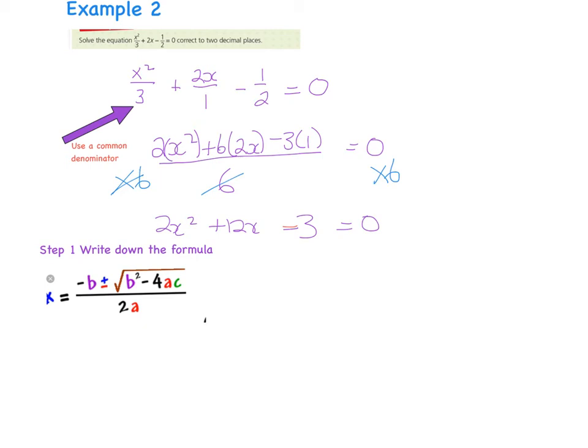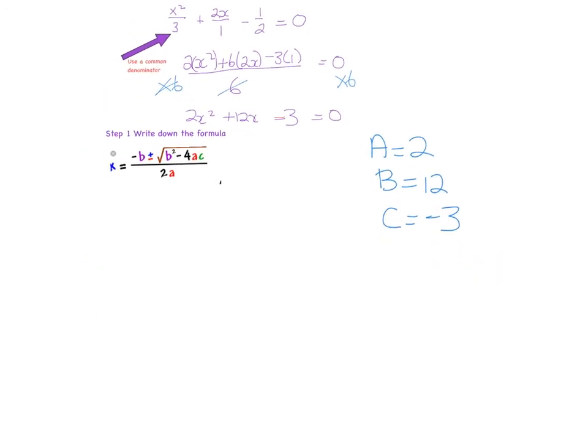So using this formula here, I can see that 2x squared in front of the x squared, so my a is equal to 2. My b is whatever's in front of the x, which in this case is plus 12. And then my c is whatever number is at the end, which in this case is minus 3. So we will apply the formula now.